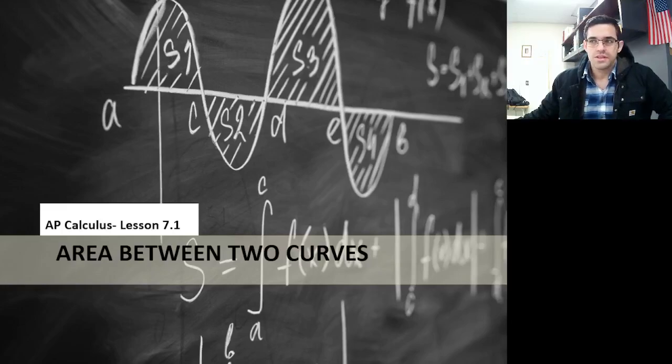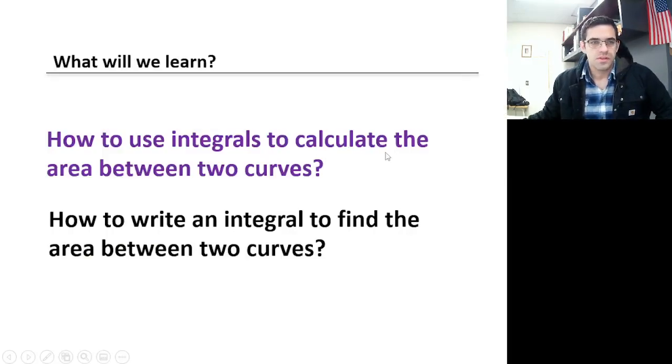Alright, this is Unit 7, Lesson 1 of our Calculus class. Unit 7 is Applications of Integration. Lesson 1 is Area between two curves. So we're going to talk about how to use integral calculus to find the area between two smooth curves, and how to write that calculation.